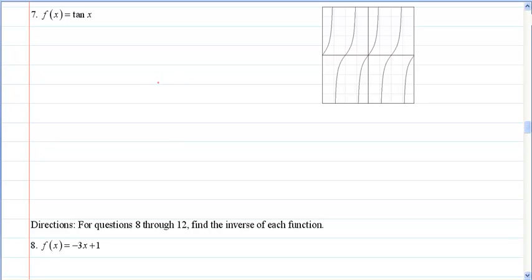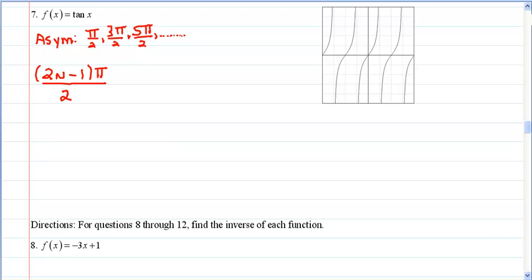And for number 7, we have f of x equals tangent of x. So when we find the domain for the tangent of x, we know that tangent of x has asymptotes at pi over 2, 3 pi over 2, 5 pi over 2, basically at all values where cosine is 0. And notice how all of the numerators are odd numbers, 1, 3, 5, and the next one would be 7 pi over 2. So to express an odd number, we can write either 2n minus 1 or 2n plus 1 times pi over 2. So this expresses our asymptotes as an expression.